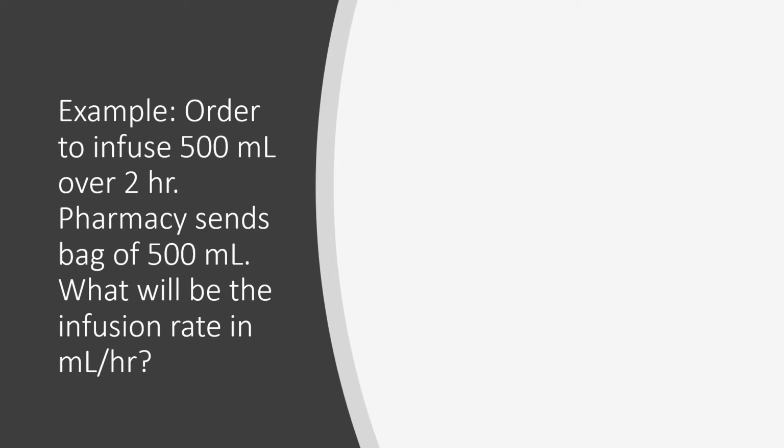Okay, so first example is going to be this one. Our order is to infuse 500 milliliters over 2 hours. Pharmacy sends us a bag of 500 milliliters. What will be the infusion rate in milliliters per hour? So pharmacy sends us a bag of 500 milliliters. That's exactly what we needed, so this is not really needed. So crossing out information that I don't need, it will distract me. Now, our order is to infuse 500 milliliters over 2 hours.